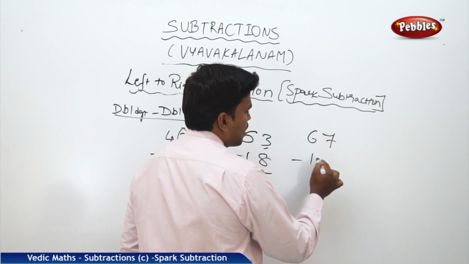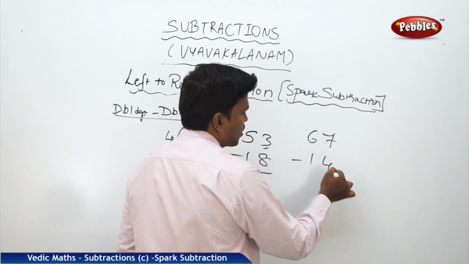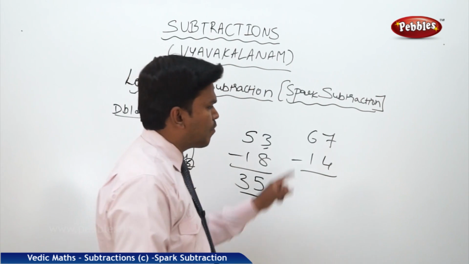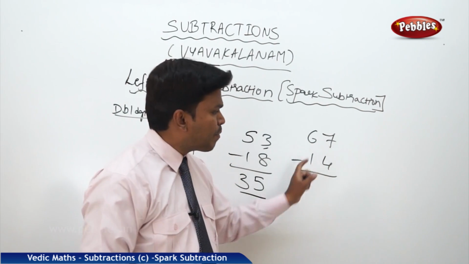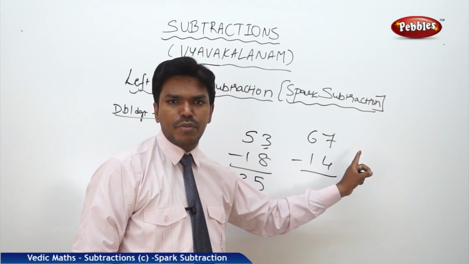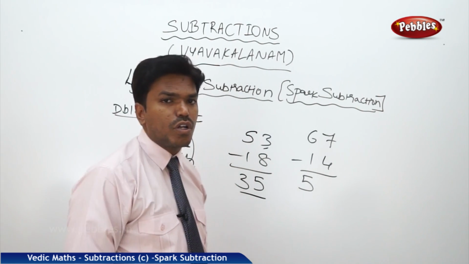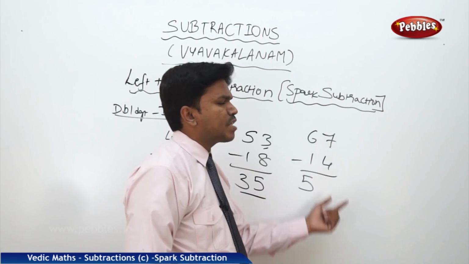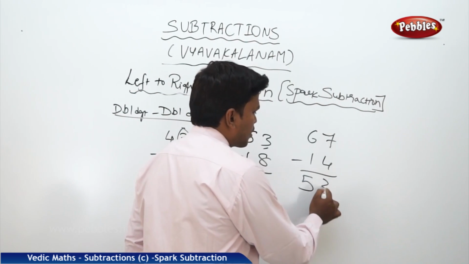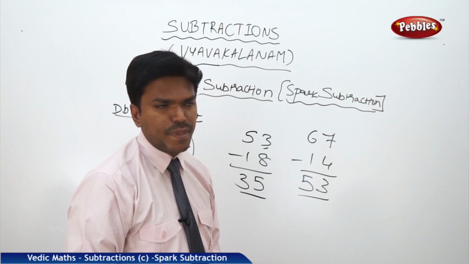67 minus 14. How much? What is 6 minus 1? 5. But before dropping 5, check whether the next numbers are match or mismatch. They are match only. So 5 will be 5 only. No need of decreasing. No need of reducing. Now 7 minus 4, directly you can subtract. The answer is 3. So the answer is 53.